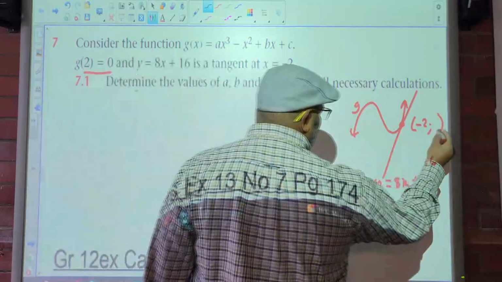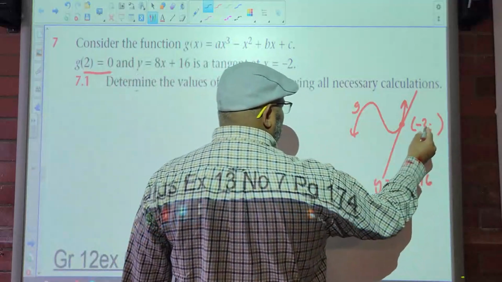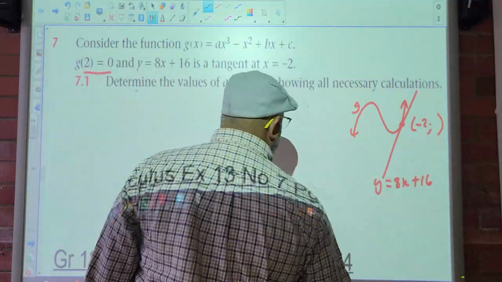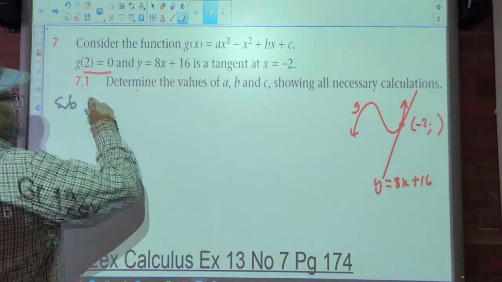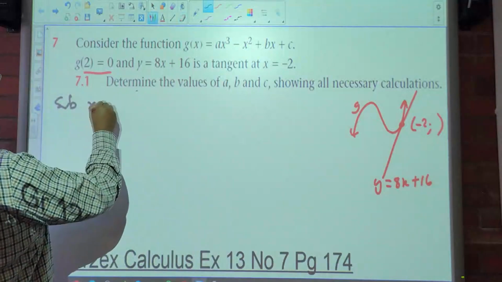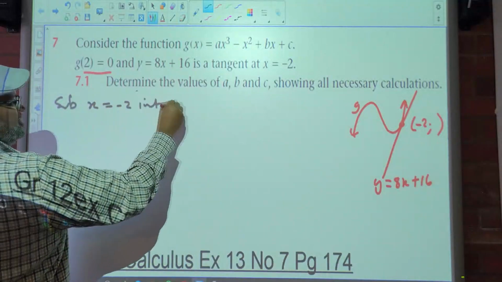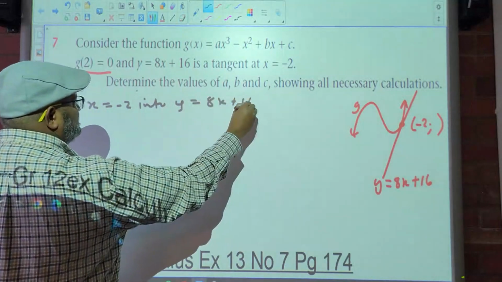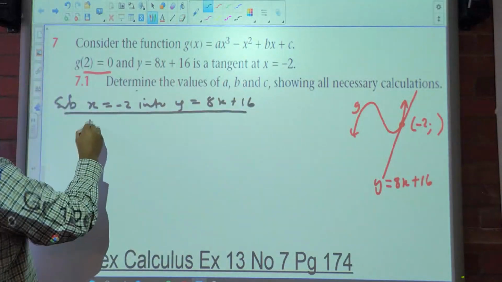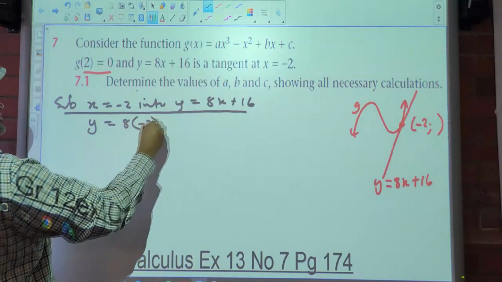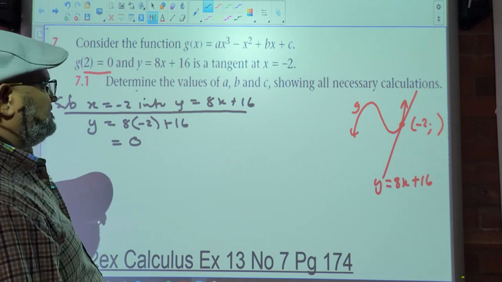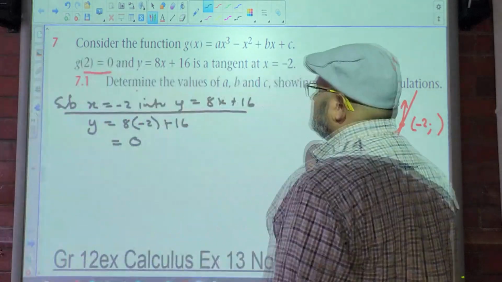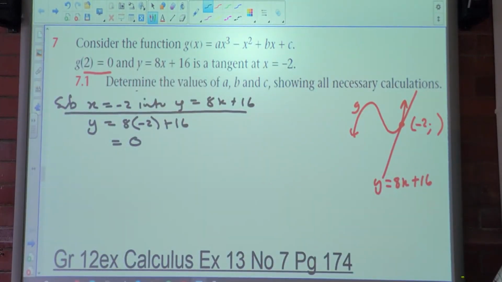So how do you get the corresponding y value? Substitute negative 2 into this equation. So you'll substitute x equal to negative 2 into y is equal to 8x plus 16. Okay, so y is equal to 8 times negative 2 plus 16, which is 0. You all agree with that? Yes, very good.